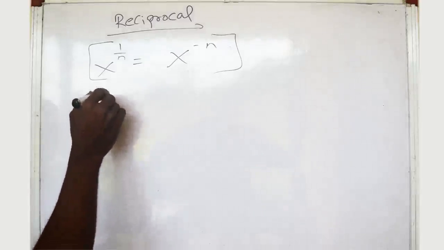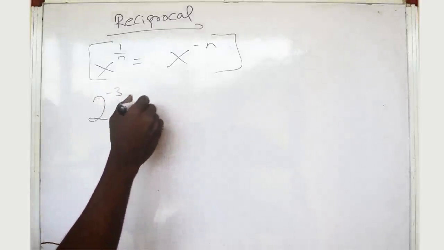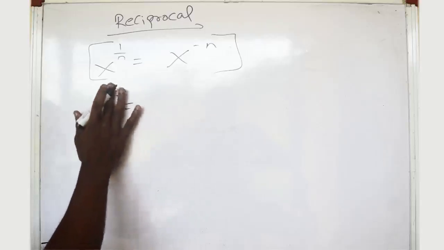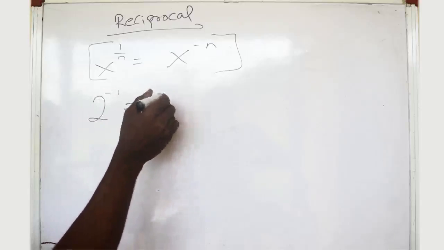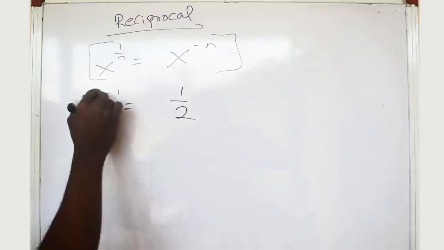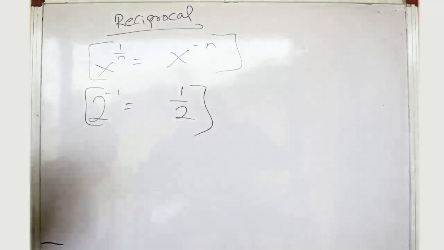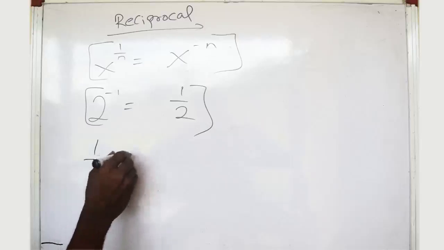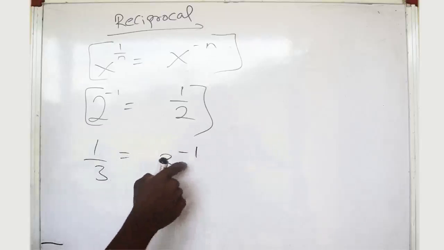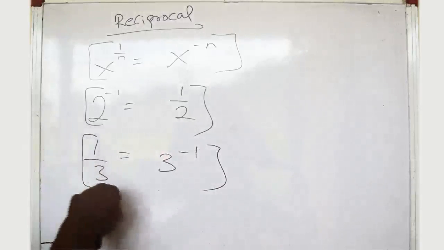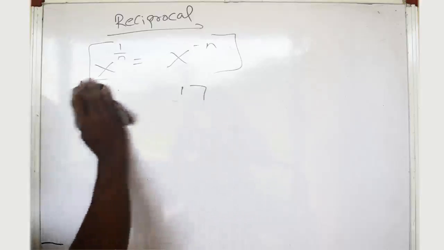Let me put it in numbers. 2 raised to power minus 1 is the same as 1 over 2. So these two are the same. Forgive me, I'm using words, but I'm just trying to illustrate what reciprocal is all about. If I give you 1 over 3, it's the same as writing 3 raised to power minus 1. Anyhow you want to go about it, that's the same. Then how do we use this knowledge to solve indices questions?